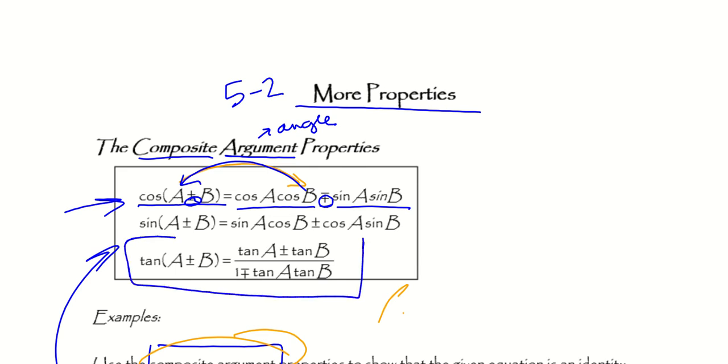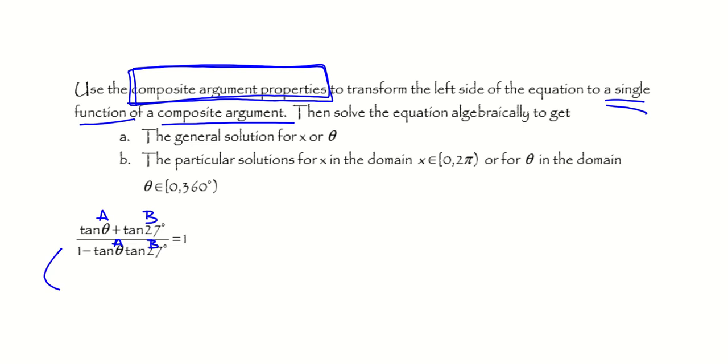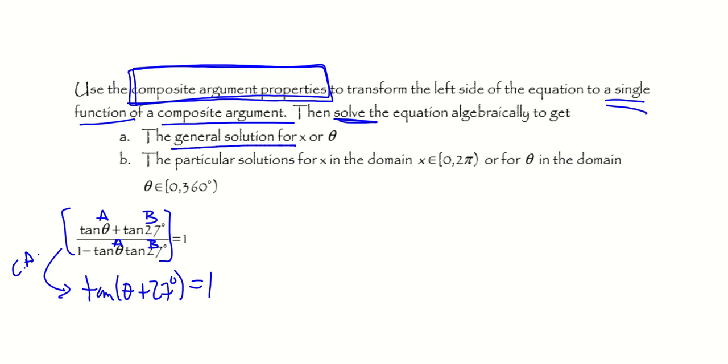And we have here that when I have tangent of A plus tangent of B over 1 minus tangent of A times tangent of B, that's the same thing as the tangent of A plus B. So, applying right here my composite argument identity, I can rewrite this fraction as the tangent of the A, which is theta, plus the B, which is 27 degrees, and that's supposed to equal 1. Now we're supposed to solve this equation to get our general solution for x or theta, in this case theta.